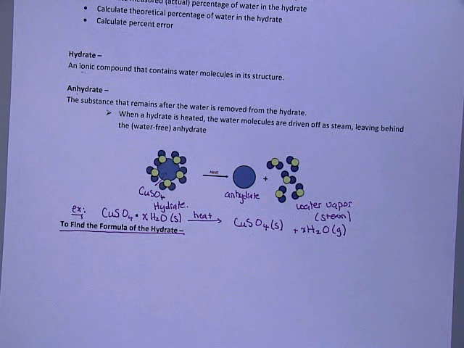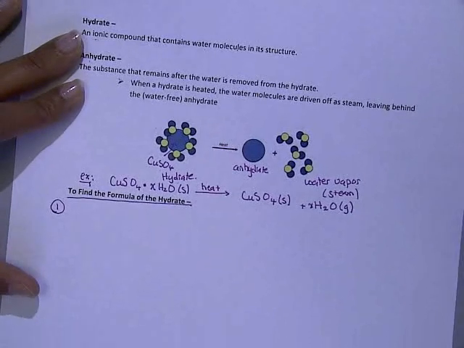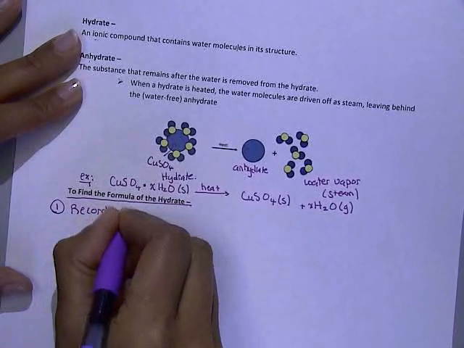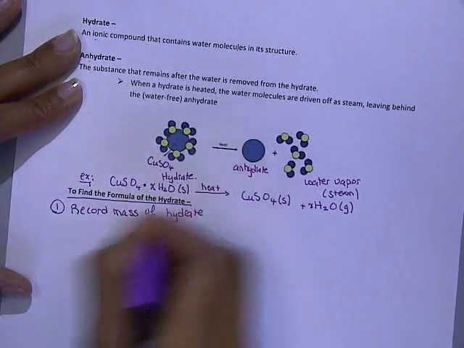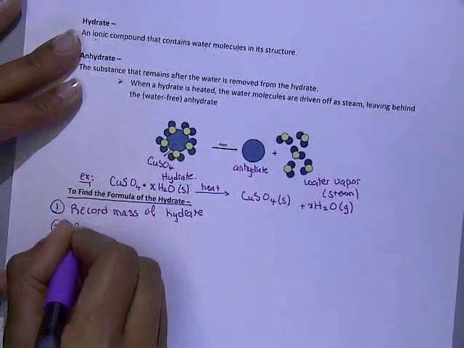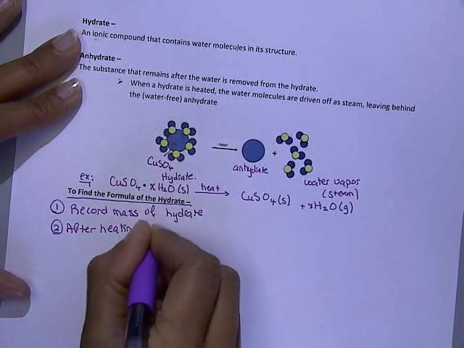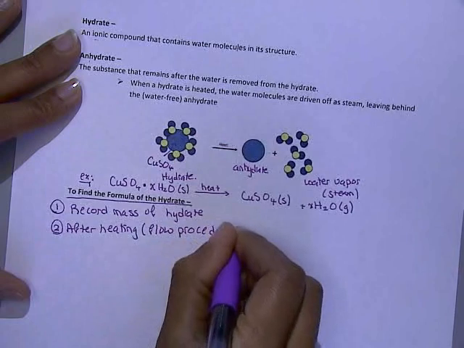So I'm going to go over an example of how to find the formula of the hydrate, and this will resemble very closely what you'll actually do in lab. First, let's go over step-by-step instructions on how to actually find the formula of your hydrate. First, you want to record the mass of your hydrate. Next, after heating, and I'm going to write this out, and I hope you're careful, follow the procedure in detail.